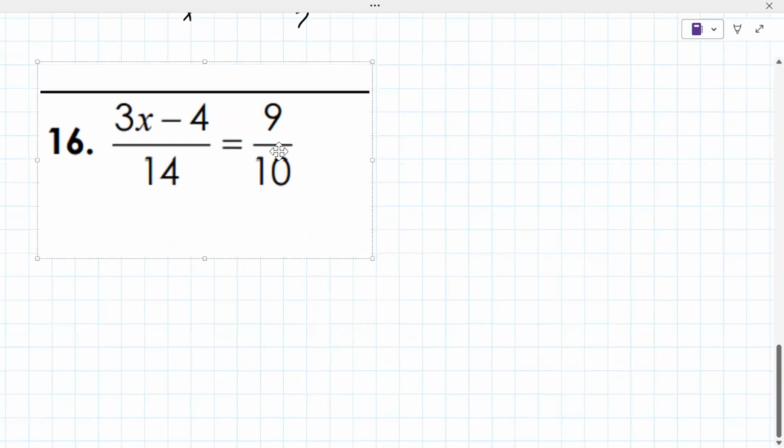So like 9 over 10, does anything go into that? Any pre-reducing you can do there? No, I don't know. How about 10 and 14? Does 2 go into both?